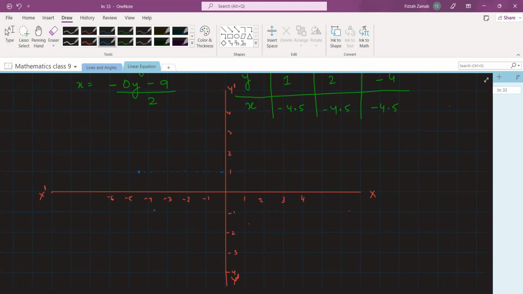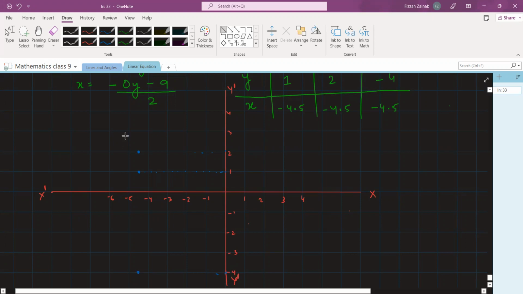Understood? Yes, ma'am. Okay. Again, y is 2. So here and then again here. So again in the middle here is your point. And y is minus 4. So this is minus 4. So again, x is the same. So ultimately, you are going to get a line here.